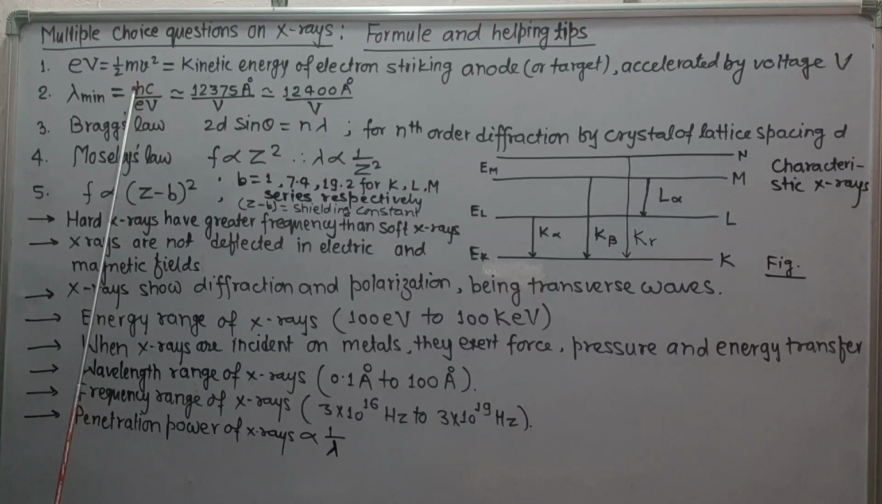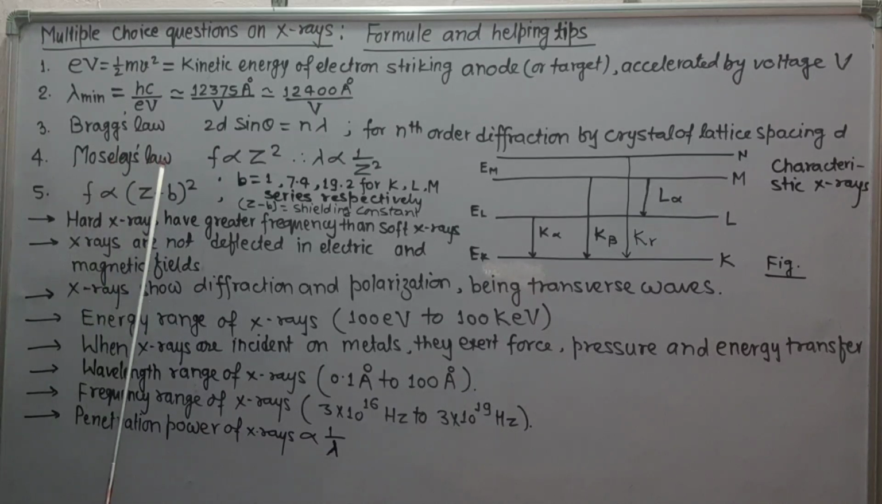Putting the values of Planck constant h, velocity of light in vacuum c and electronic charge e in this formula, we get lambda minimum as 12,375 upon V angstrom, which may be also written as 12,400 angstrom upon V. Next, Bragg's law, 2d sin theta is equal to n lambda, where n is the order of diffraction by a crystal of lattice constant d.